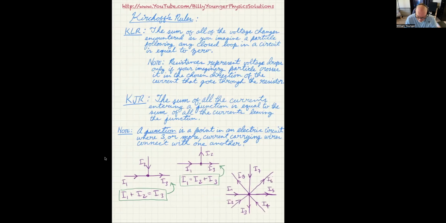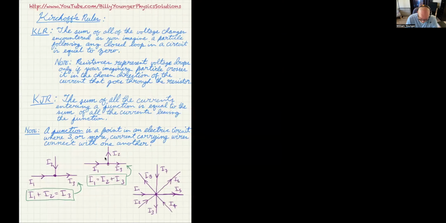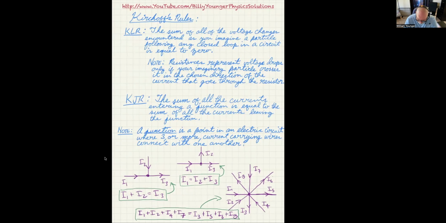You can see that in this case, I actually have 8 wires converging at this junction. The currents are I1, I2, I4, and I7 entering the junction, and then I3, I5, I6, and I8 leaving the junction. So that suggests our Kirchhoff's junction rule equation should be I1 plus I2 plus I4 plus I7 is equal to I3 plus I5 plus I6 plus I8. So hopefully that's pretty straightforward for you guys to understand.